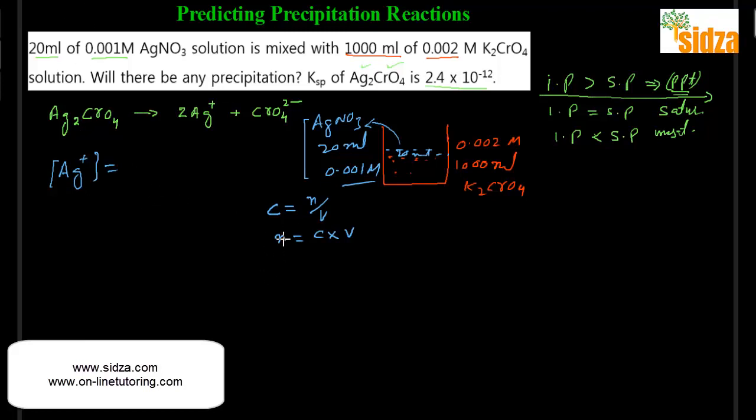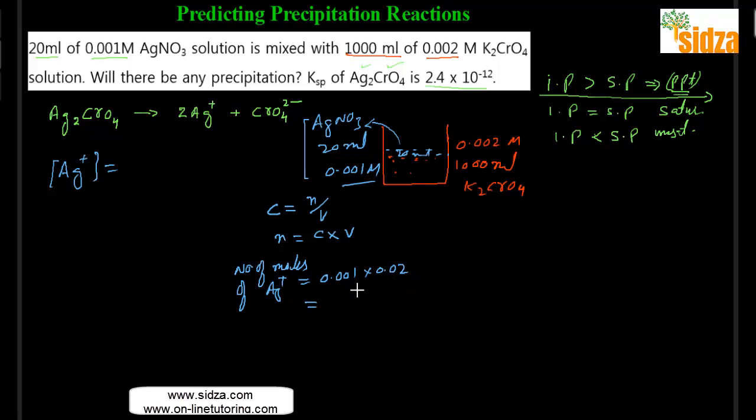Let's first find out the number of moles of the silver ion. The number of moles of silver ions here will be the concentration, which is 0.001, times the volume of the solution, 20 ml, which is 0.02 liters. So it will be 2 into 10 to the power -5. This is the number of moles of the silver ions.